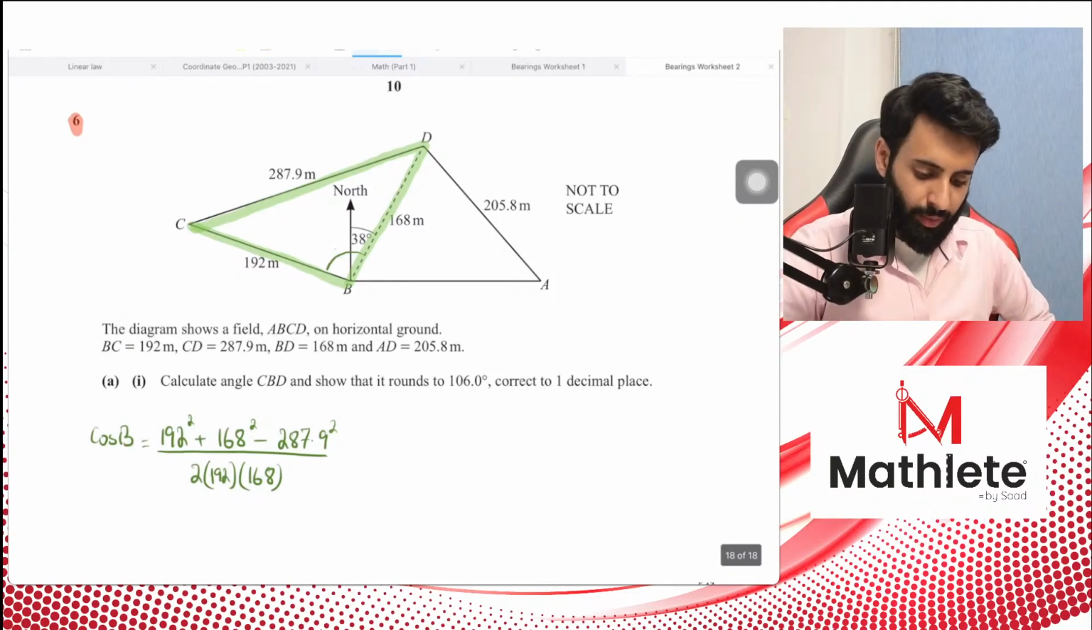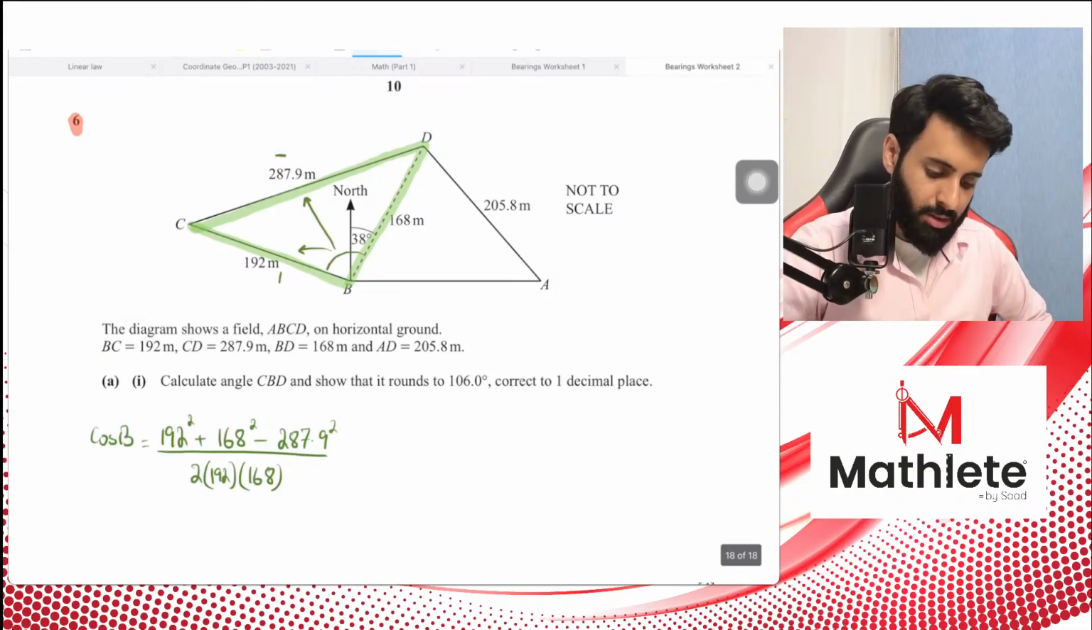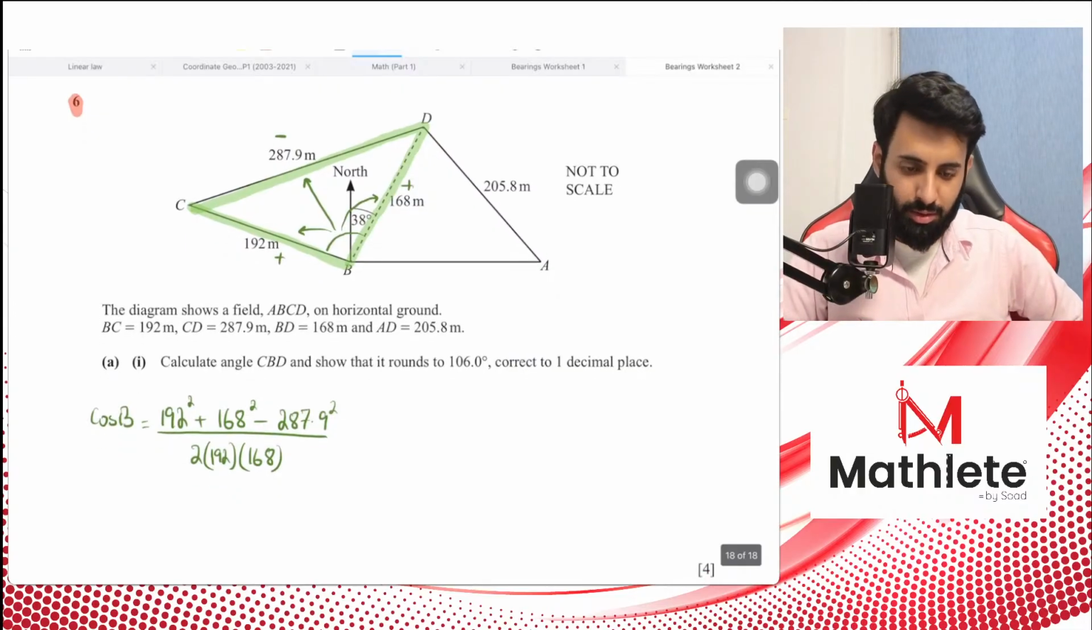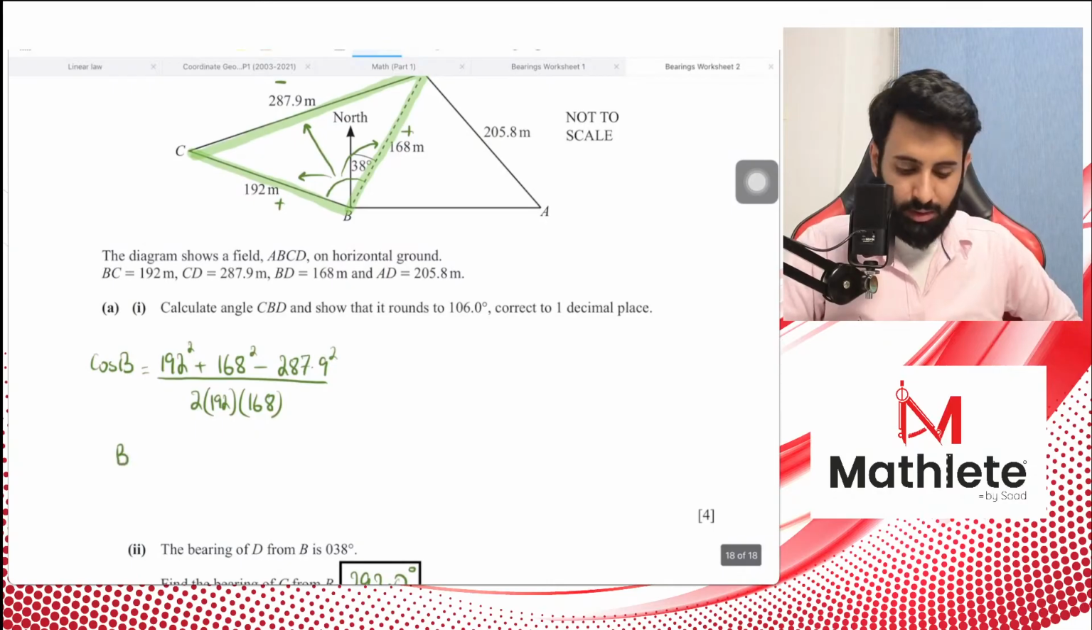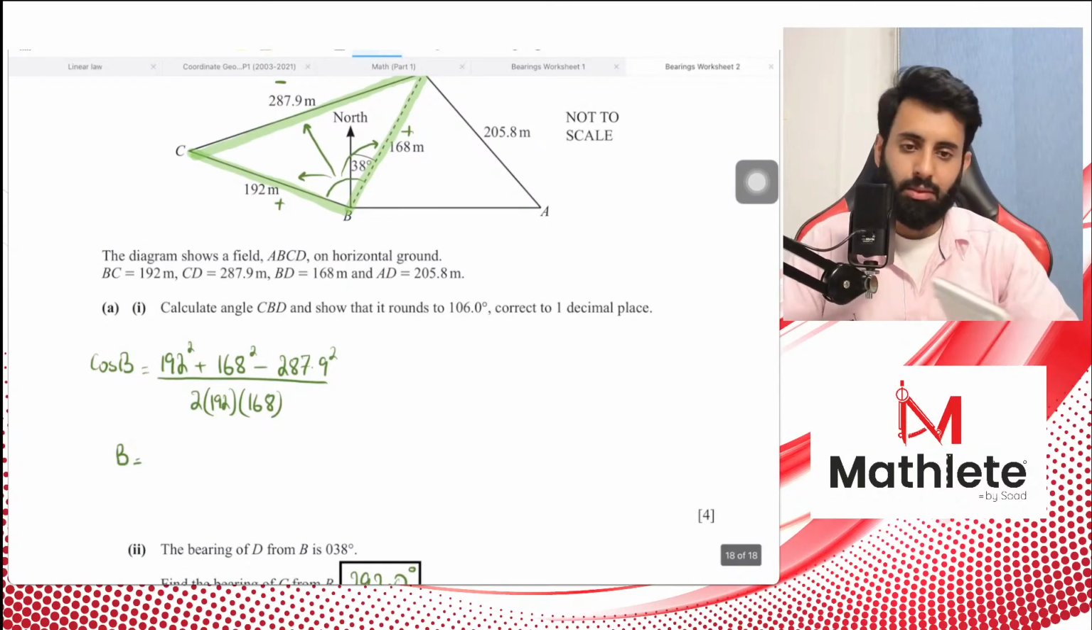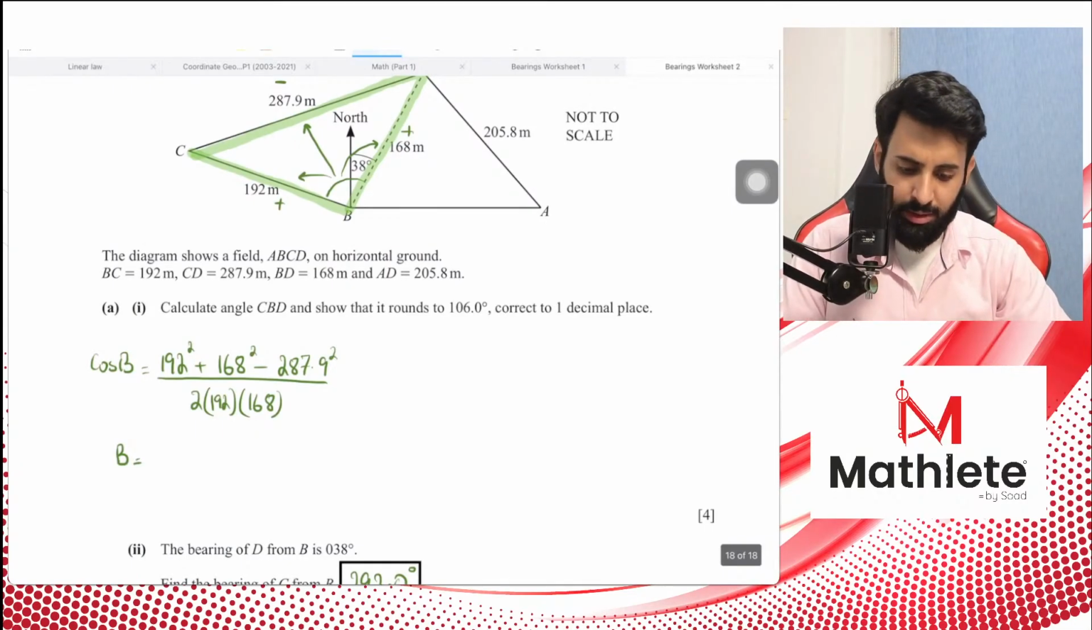Please remember that the opposite side is the side that you subtract. The other two sides are the sides that you add, as far as the cosine rule is concerned, if you're finding the angle. Although I can see what the answer is, just to be on the safe side, let's work it out.